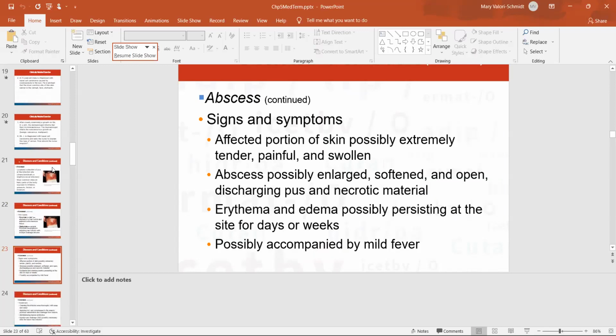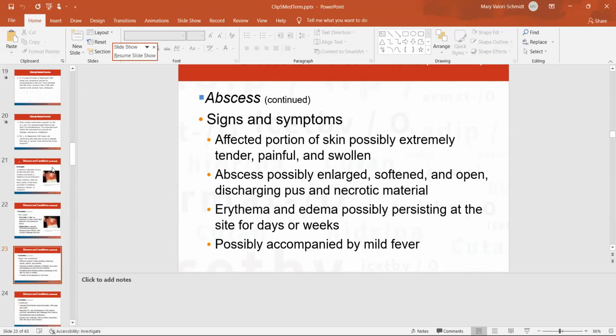Signs and symptoms. It's going to be swollen, tender, usually red, right? Sometimes it will enlarge and open on its own. Sometimes, like I said, it would have to be lanced or opened surgically. And you're going to see some good smelling and good looking pus or necrotic material. Necrotic means dead, like dead cells oozing out of it. Usually smells great.